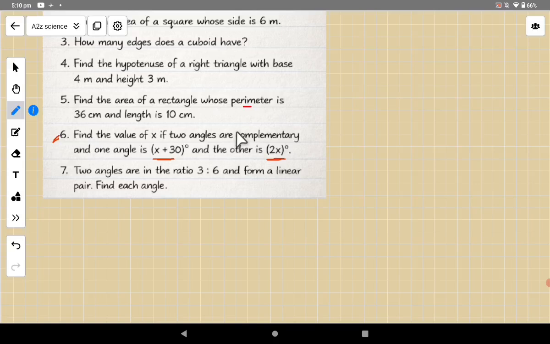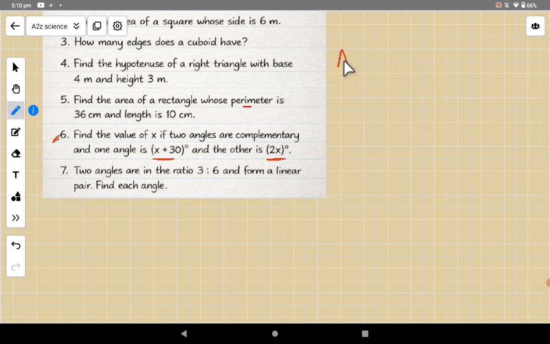Complementary angles always add up to 90 degrees. That means if I add these two angles, we will have 90 degrees. So that is all we have to do. Then we will get an equation and we can easily find the value of x. We know complementary angles are 90 degrees.